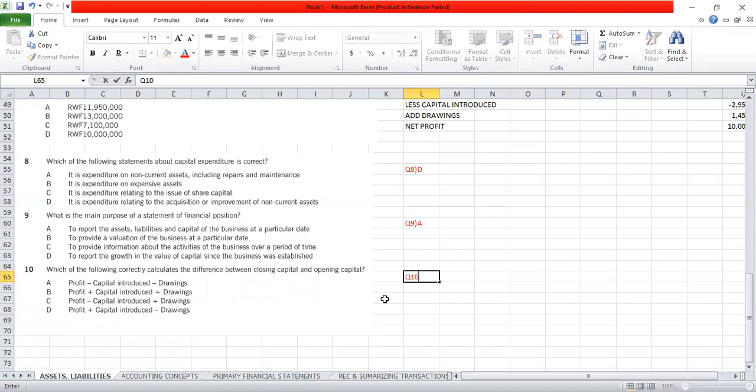Question number 10 is the last for this topic. Which of the following calculates the difference between closing capital and opening capital? Profit minus capital introduced minus drawing. No. Profit plus capital introduced plus drawing. No. Profit minus capital introduced plus drawing. No. Profit plus capital introduced minus drawing. Yes, this is how we calculate the closing and opening capital.